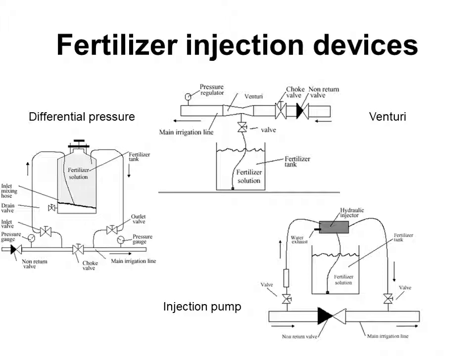The differential pressure uses the difference in water pressure between the two sides connected to the fertilizer solution tank, and due to the difference in pressure, there will be a flow of water crossing this tank and flushing nutrients into the irrigation system.